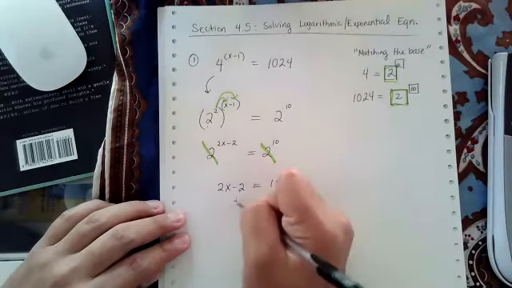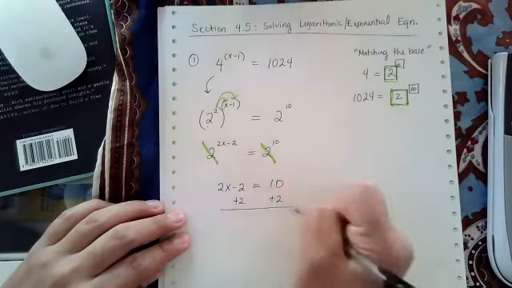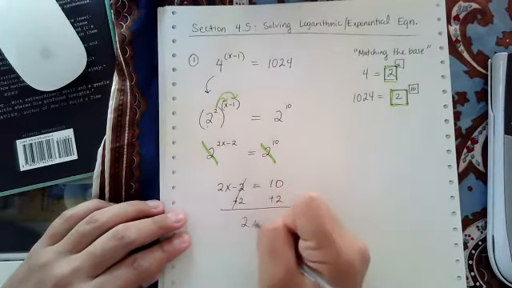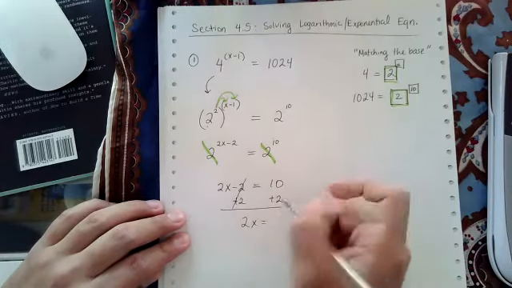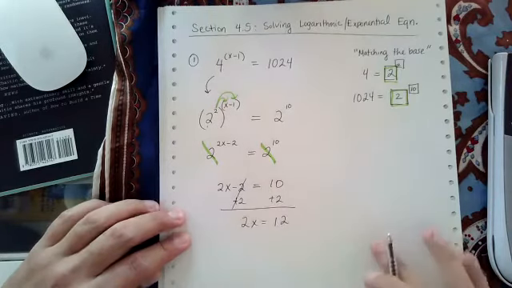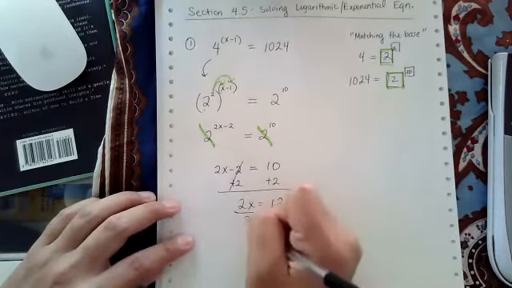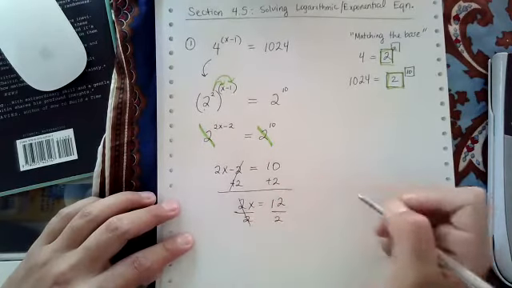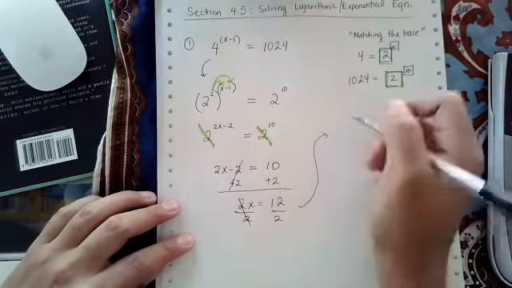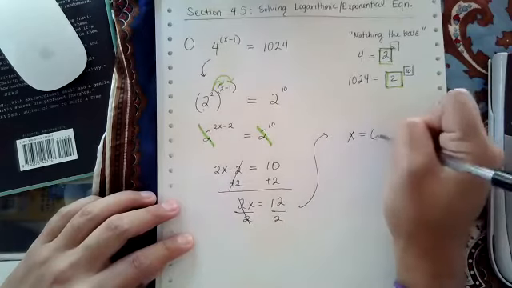So we could add 2 over to the other side. Then we have 2x is equal to 12. And then finally divide by 2 on both sides, so that our final answer should be x is equal to 6.